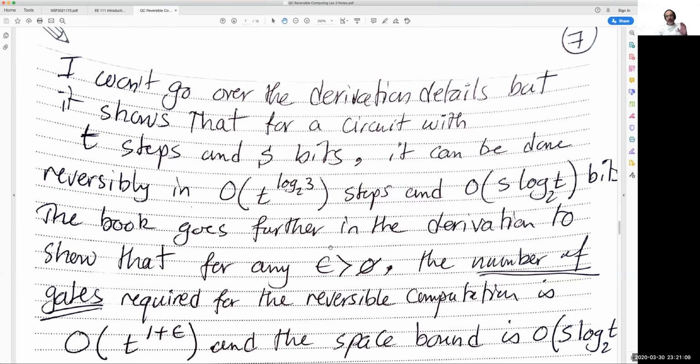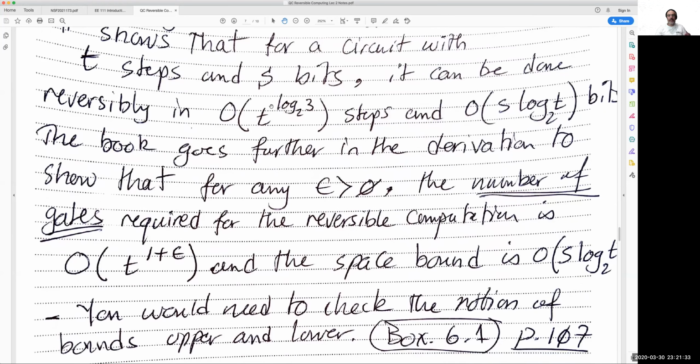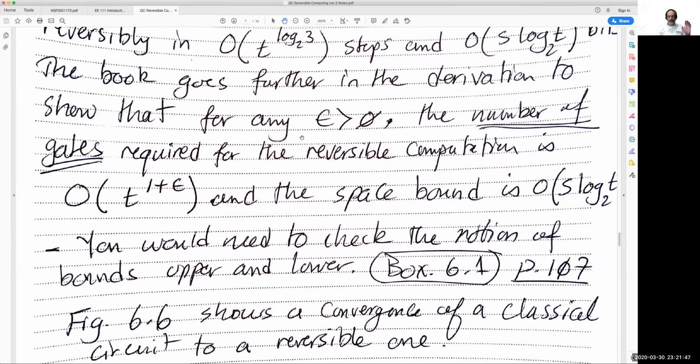I don't want to go over the details of the derivation. It is there, it walks you through the steps, you can follow it if you want, but we don't necessarily need that much detail. Basically, it shows that a circuit with T steps and S bits can be done reversibly in order T to the log base 2 of 3 steps and order S log base 2 of T bits. The book shows that for any epsilon larger than 0, the number of gates required for the reversible computation is T to the 1 plus epsilon, and the space bound is still S log base 2 of T.